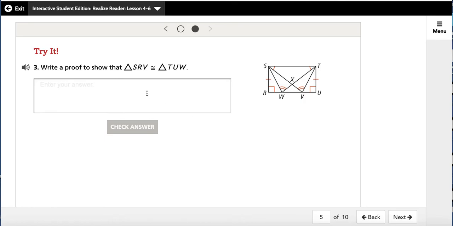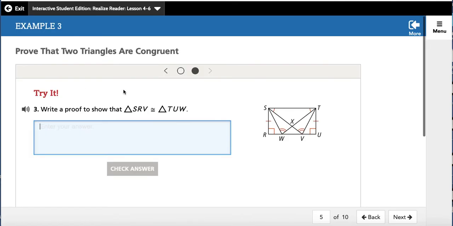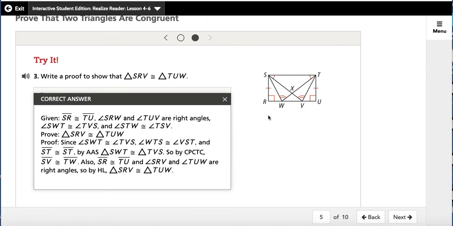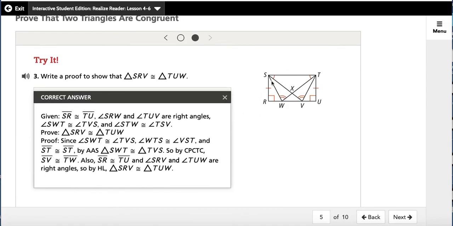I'm ready to start. Well, I think I'll just go to their answers in paragraph form, and that's the way I'm kind of talking, so I might as well just go right to theirs. While I read, I'm going to try to identify on this here. Given SR is congruent to TU, and angle SRW and angle TUV are right angles, angle SWT is congruent. So given, are they just telling me all the given stuff? They are. Oh, that's the given and that's the proof. That's embarrassing. I'm not going to re-record this.